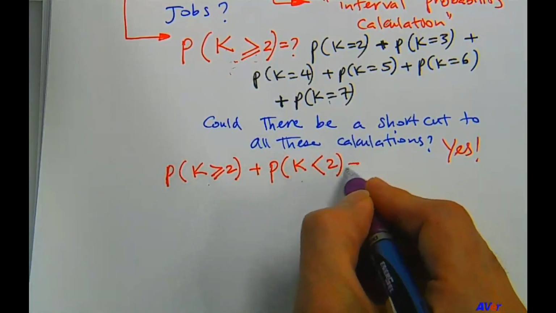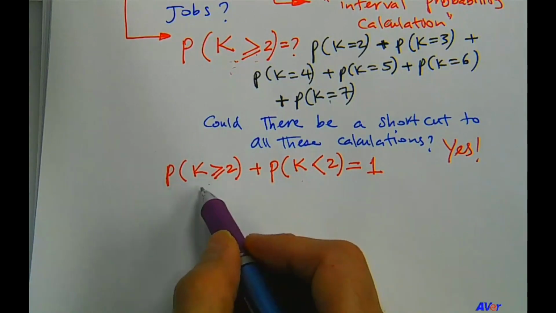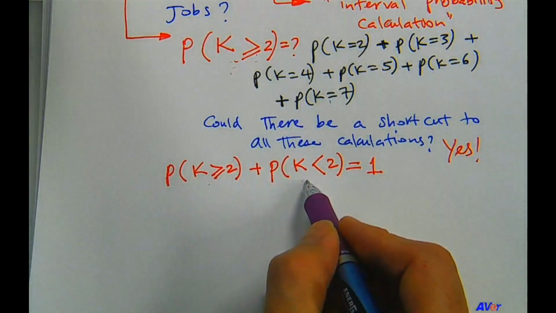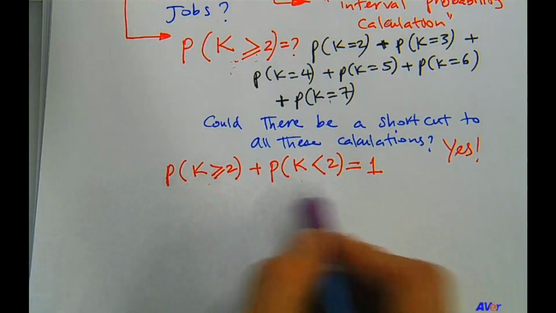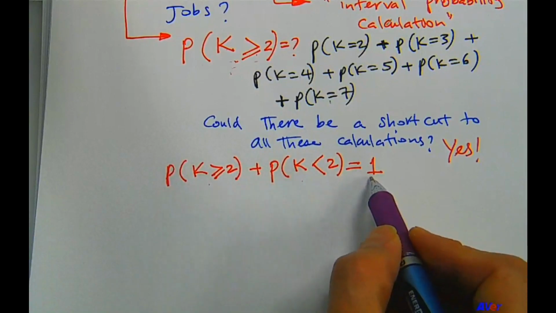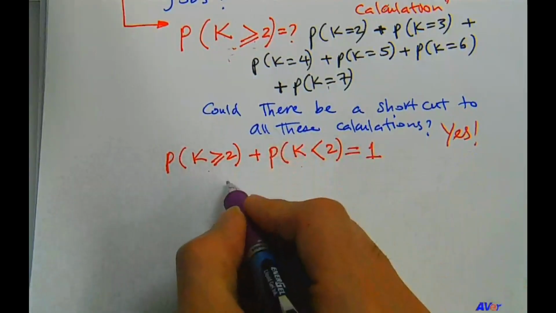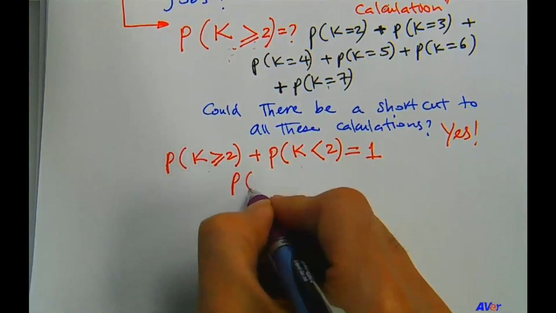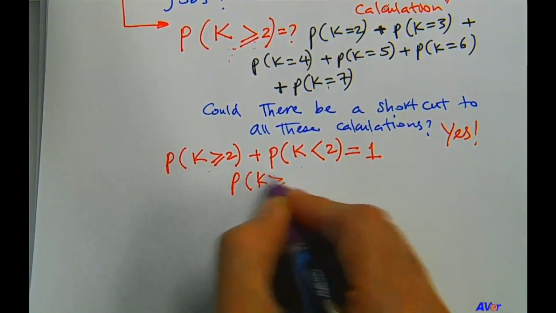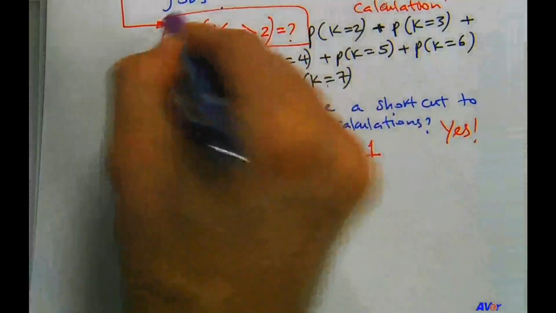Plus that must be equal to 1. We know that from several sections ago: any event plus its complementary event, the probability of any event plus the probability of the complement of that event, must be equal to 1. So then we can say the probability of k greater than or equal to 2, which is what we want.